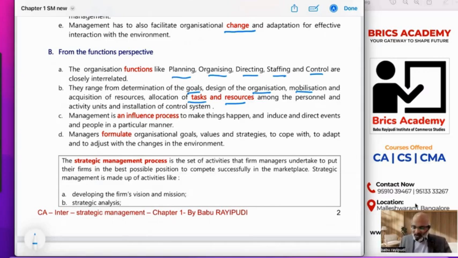Next one, it's an influence process. That means it makes things happen. That means it doesn't plan anything. Whatever plans are there, those plans are going to be implemented.